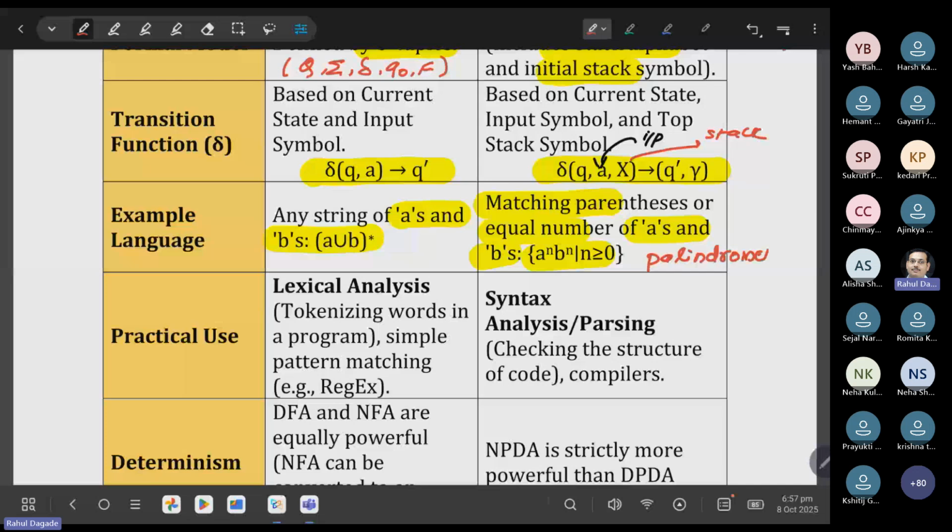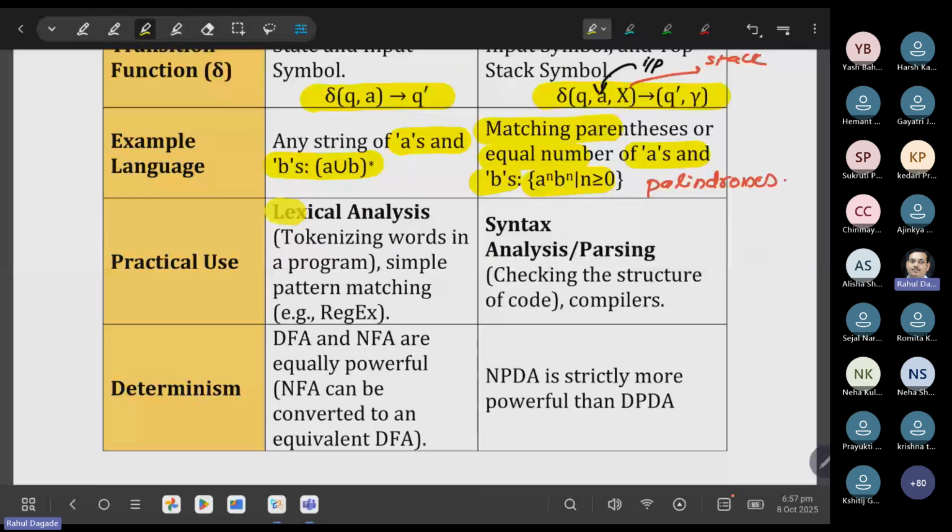What is the practical use of it? Finite automata are used in lexical analysis, whereas PDA is used in syntax analysis and parsing. Typically finite automata are used for tokenization, that is creating the tokens, and at the same time for pattern matching using regular expressions. Whereas PDA is used for checking the structure of the code, and it is used in compilers.